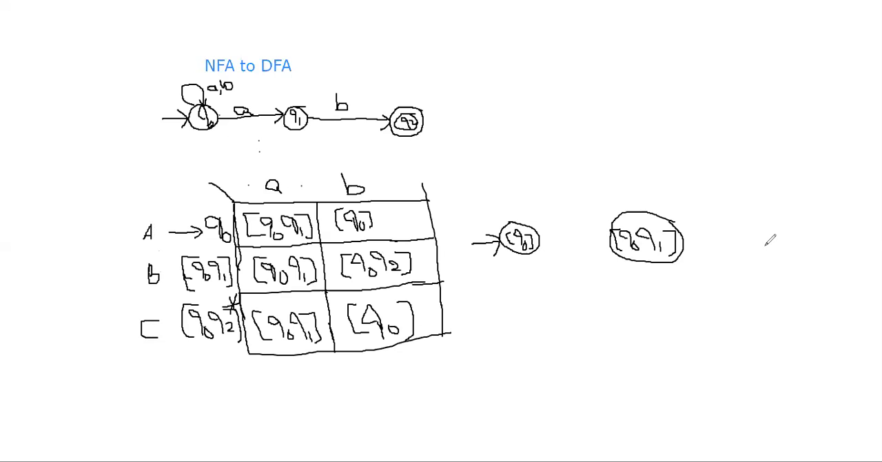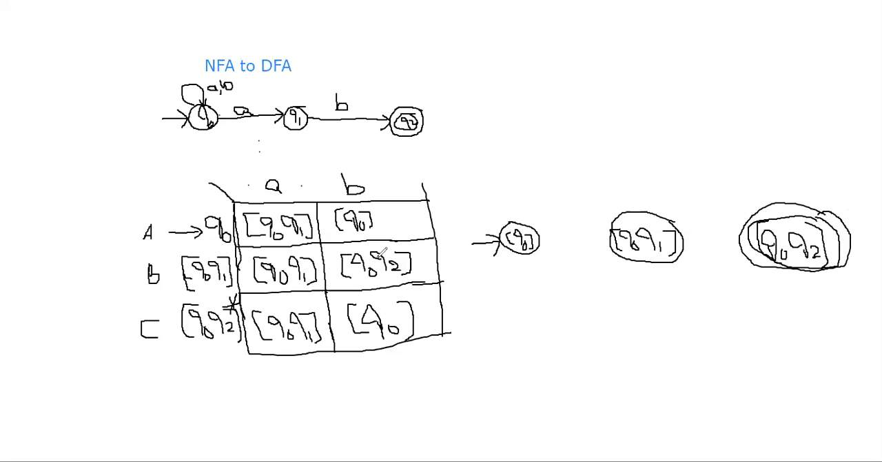Now, the last is the acceptance state. The acceptance states are Q0 Q2, because Q2 is there in this combination. Make this an acceptance state. How does an acceptance state appear? With a double circle. So enclose Q0 Q2 within a double circle. Now convert this table into a transition diagram.